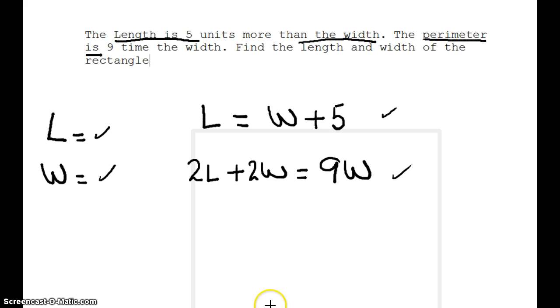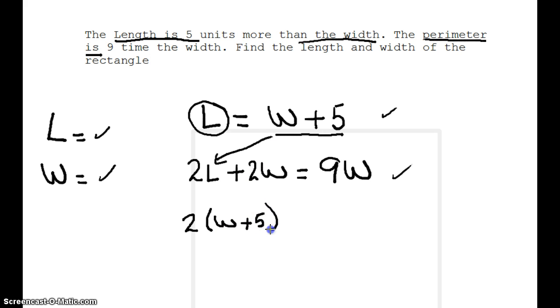And as we look at this, hopefully you can see that we know what L is. L is W plus 5. And so I think the technique that I hope you're looking at now is we're going to use substitution. I know that L is the same as W plus 5, so 2 times (W plus 5) plus 2W equals 9W. And from there you can solve and get W. Once you've got W, we can put W back in for here, add 5 to it, and that'll give us our length.